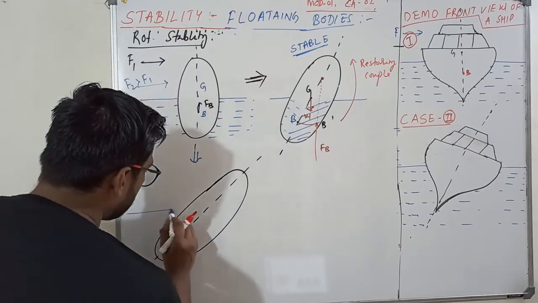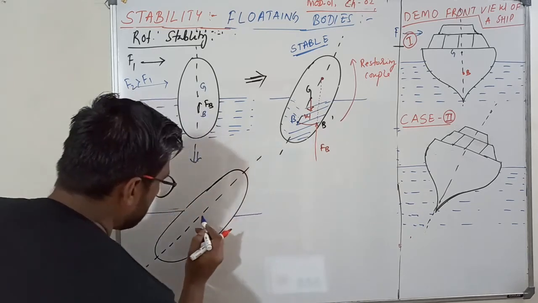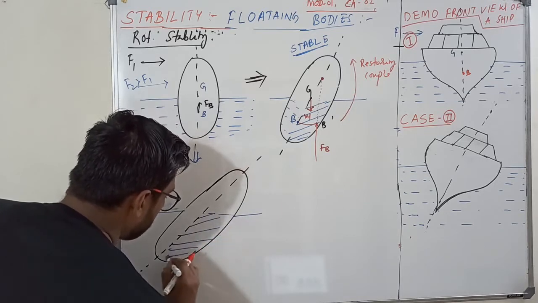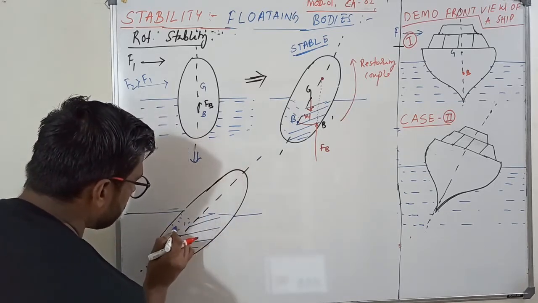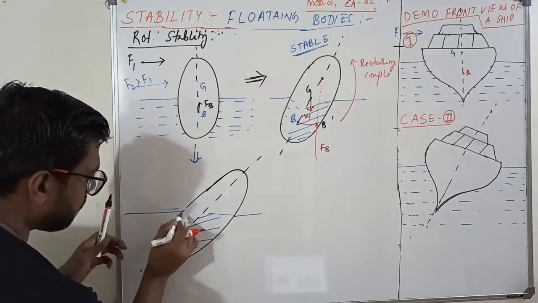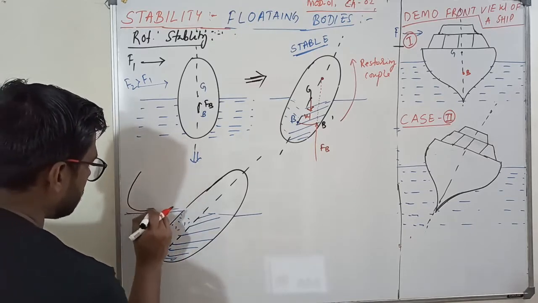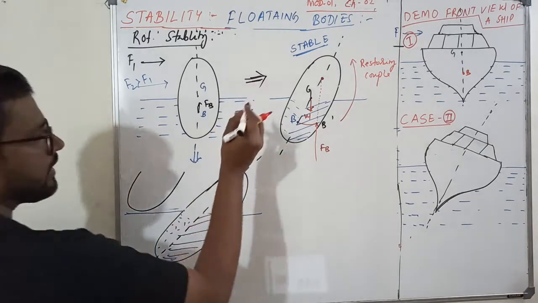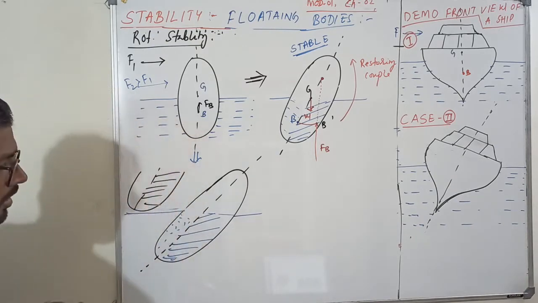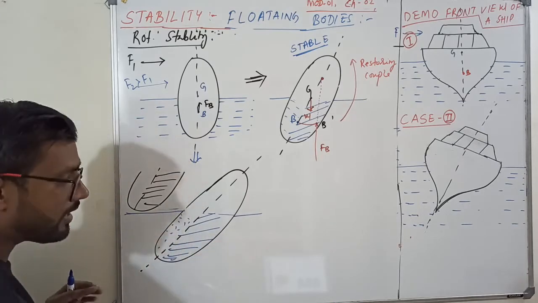And now as you can see, on the right hand side this much portion has more volume submerged. So the volume submerged on the left hand side is less, and on the right hand side it is more. This is the total volume submerged. Obviously the right hand side volume submerged is more, so the center of buoyancy is on the right hand side.